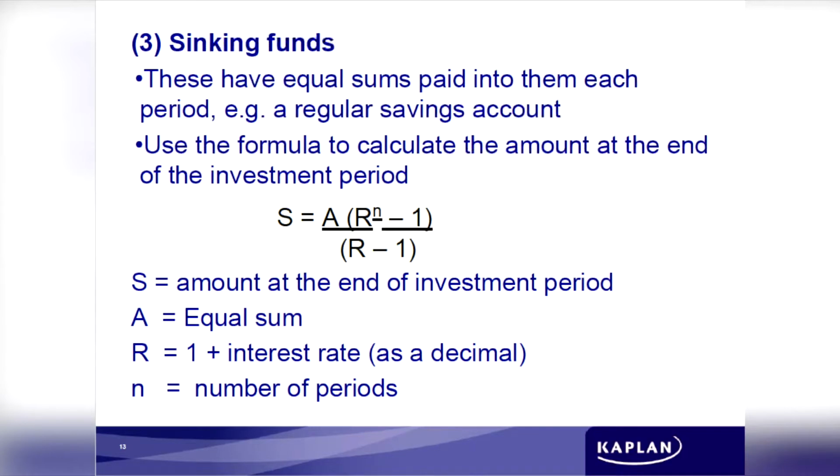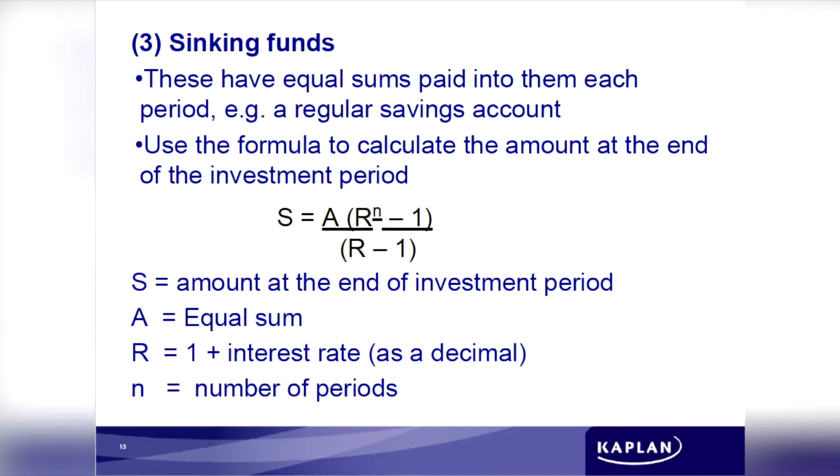So for us to find the amount in that account at the end of the period, we use this new formula which says S equals A in brackets, capital R to the power of N minus 1, divided by capital R minus 1, where capital R equals 1 plus the interest rate, i.e. 1 plus r, the small letter r. N is the number of periods. A is the equal sum that you're going to invest. So it's S equals A multiplied by R to the power of N minus 1 over R minus 1, where R is 1 plus the interest rate as a decimal.